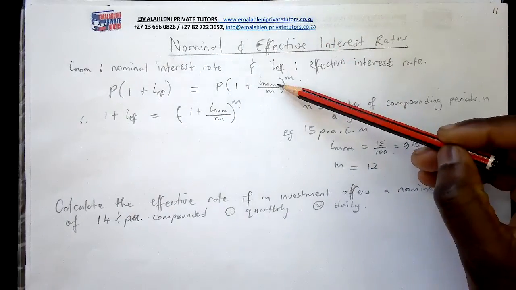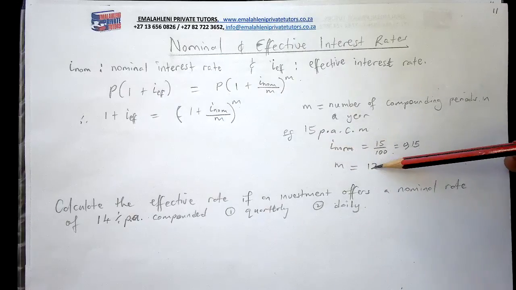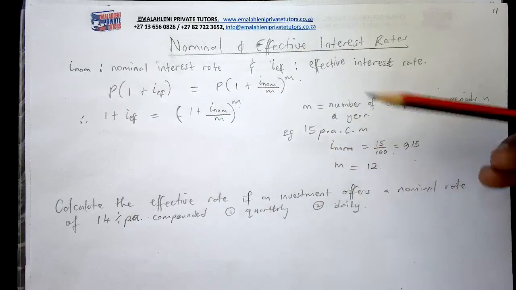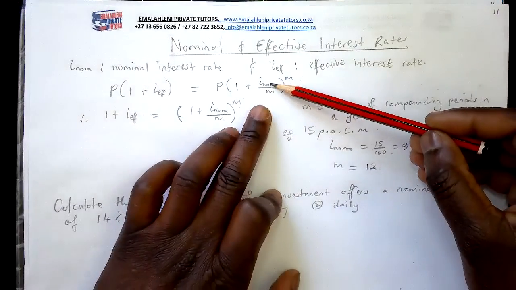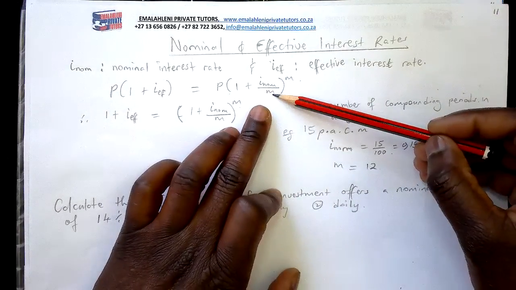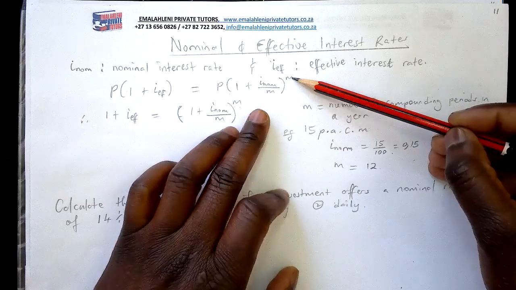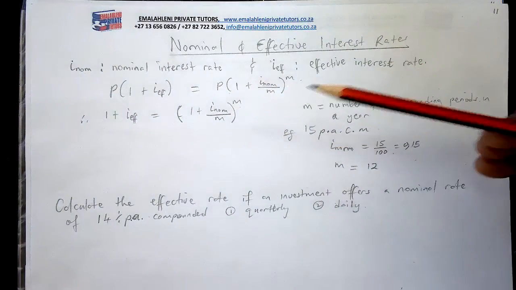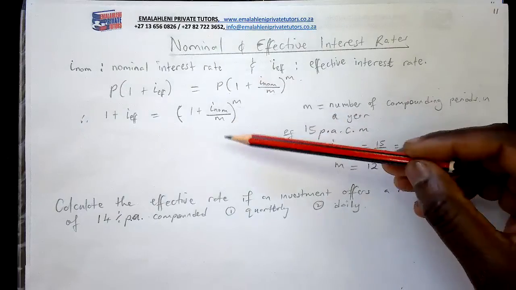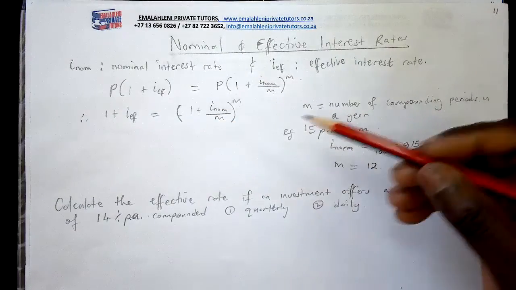But in this case, when it's given that it's 15% per annum compounded monthly, I think we have seen that in our first lecture in Finance 3: for i nominal, we put our percentage over the number of compounding periods per year, all to the power of M. All together, that's what we'll be having there. Then that's how you actually get i effective. Now let's see what we're supposed to do here.